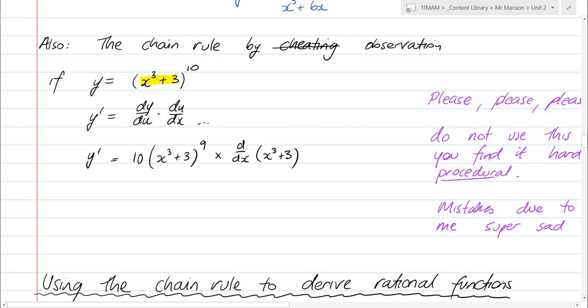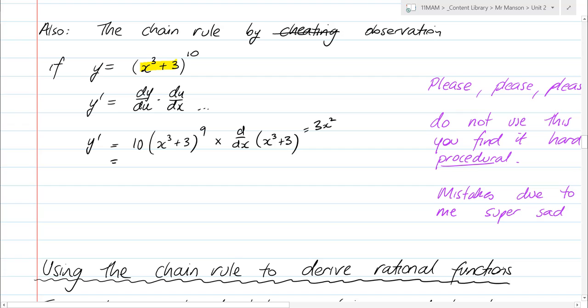Now, if you're going to do chain rule by observation, you really should still show one line of working. That's my other concern with this. People show a complete lack of working, which can detriment their marks. This is a good line of working. So you're showing that you're deriving it like it's just a standard polynomial, but then you're multiplying by the derivative of the inside function, which in this case is just 3x squared. So it becomes 30x squared times x cubed plus 3 to the power of 9.